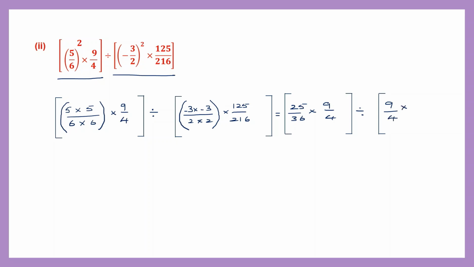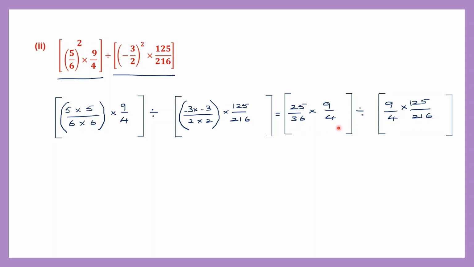Now this into 125 by 216. Okay, so now we have everything within brackets here. Now here we are going to do this multiplication, then we're going to do this multiplication and then divide the two answers.